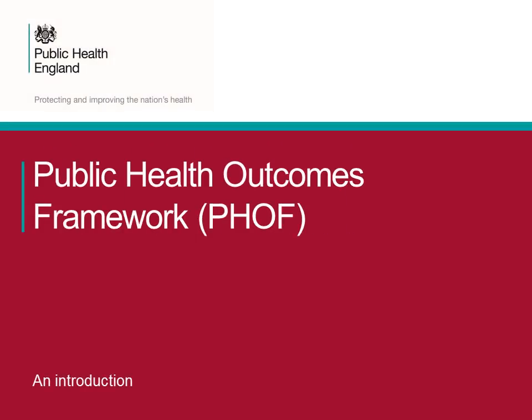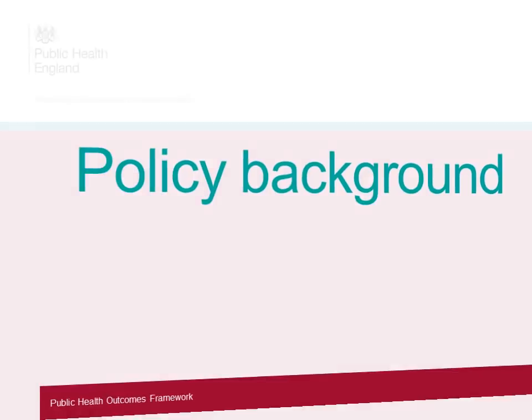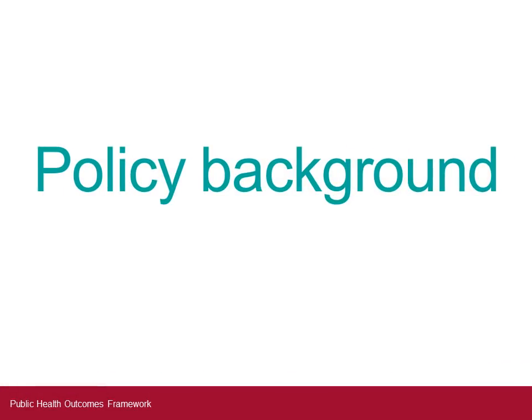Welcome to this video which gives an overview of the Public Health Outcomes Framework. The Public Health Outcomes Framework was first published by the Department of Health in 2012, setting out a framework of public health indicators that help us understand how well the nation's health is being improved and protected, and the inequalities within England.